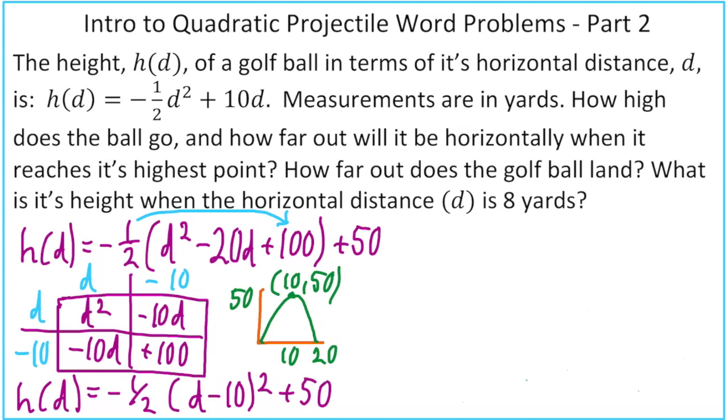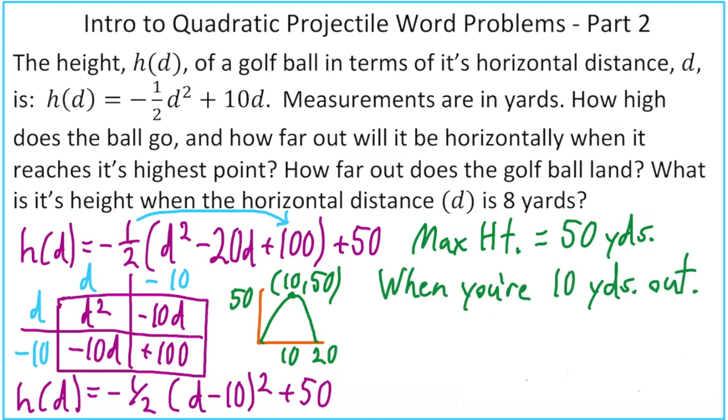Let's go ahead and use our diagram and our equation to answer our questions. So the first question is, how high does the ball go? Our maximum height is going to be 50 yards. That's the y value, or h of d value, of our vertex. And how far out will it be horizontally when it reaches its highest point? This will happen when you're 10 yards out. This would be our x value, or in this case, our d value of our vertex.